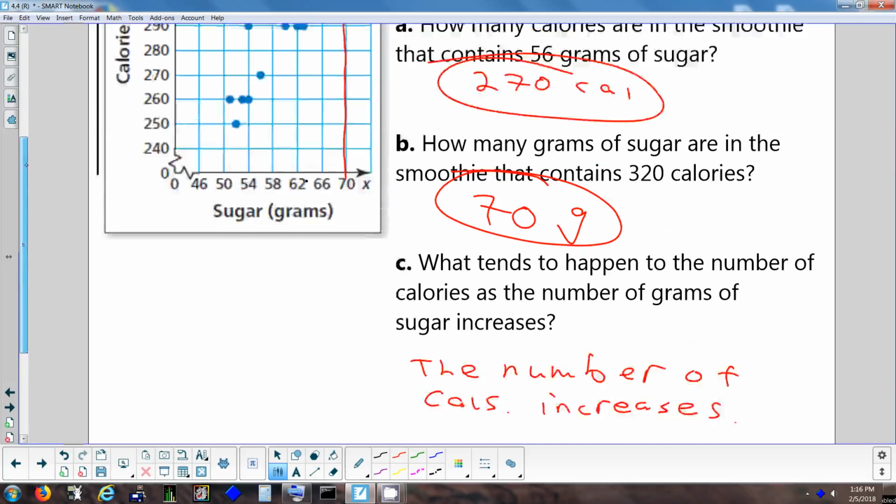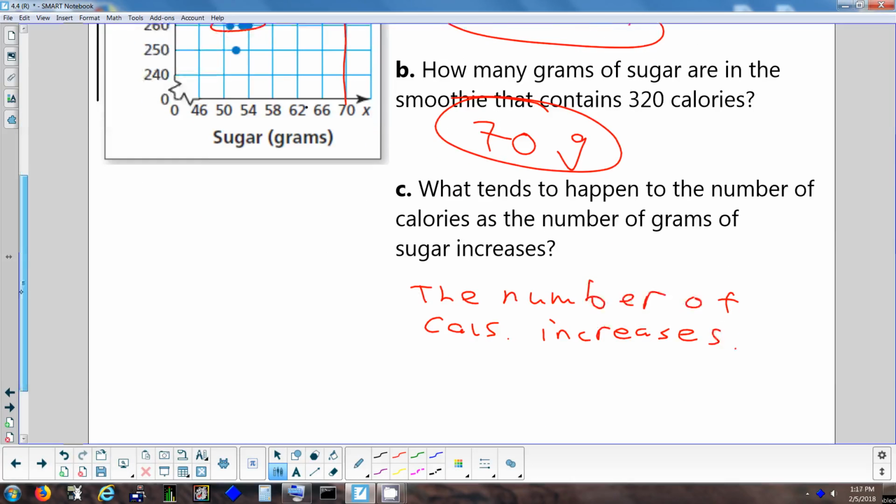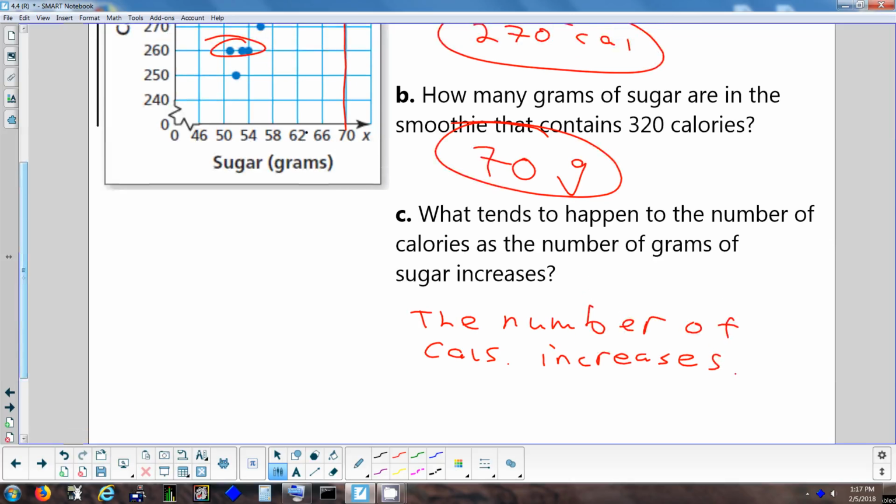In general, okay, there's a little bit of an exception to that. If you add more sugar, it looks like there's a few of them that stayed the same. Even though they added more sugar, somehow they kept the calories the same. But in general, that's what scatter plots are. They're general patterns. Yeah, look at the big picture. Okay, any questions on part C?